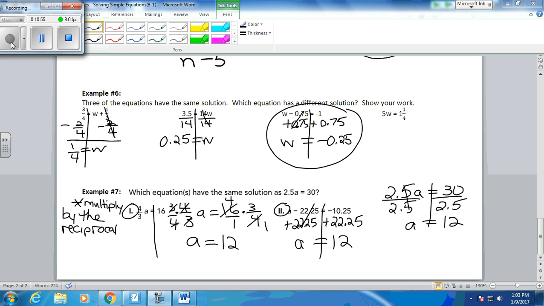I just want to be clear with the first one, when you have 4/3 a equals 16, when you have a fraction times a variable, to cancel out the fraction that's being multiplied by the variable, you can just multiply by the reciprocal. And remember, when you multiply reciprocals, you cancel out to get 1. So some of you might have written 4/3 a equals 16 out as divide by 4/3. You just have to do the extra step of rewriting it as multiplication and using the reciprocal.